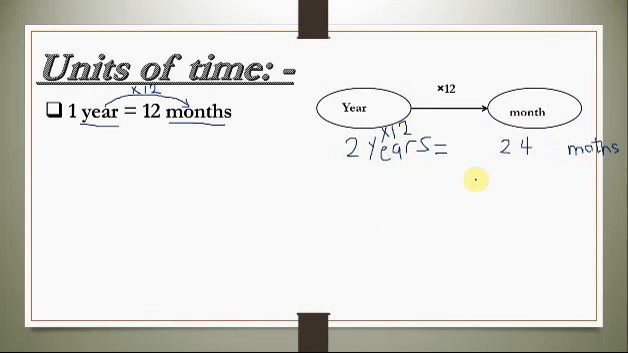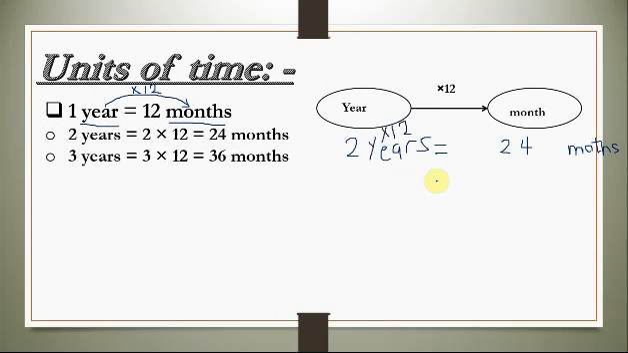If we have 3 years, then 3 times 12. If we have 4 years, 4 times 12, and so on. So 2 years equals 24 months. And here 3 years, 3 times 12 equals 36 months. So when we change from year to month, multiply by 12.